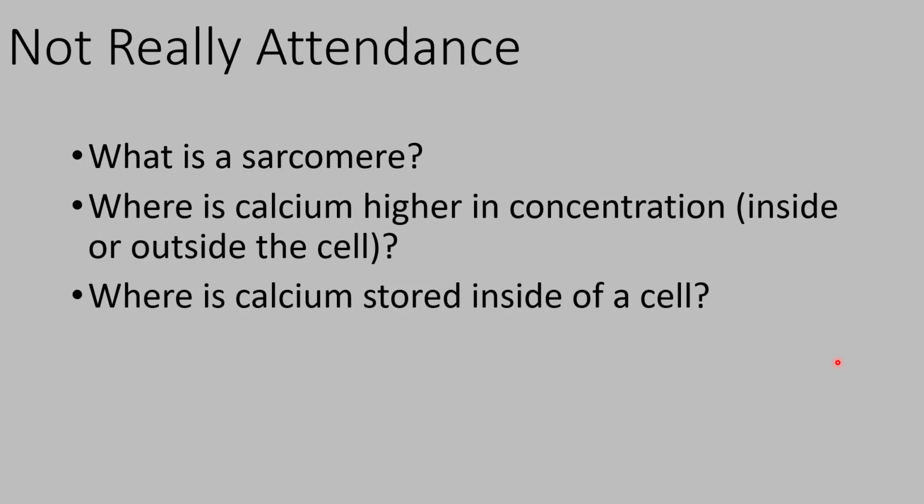And where is calcium stored inside of a cell? Calcium, when it is inside of a cell, is stored away in the smooth endoplasmic reticulum. So in skeletal muscle, they made use of this. They had a very modified smooth endoplasmic reticulum called a sarcoplasmic reticulum, and that was where it stored calcium until an action potential triggered that calcium to be released, and then that led to cross-bridge cycling.